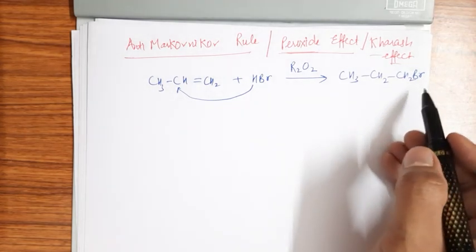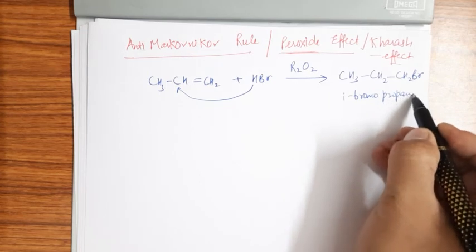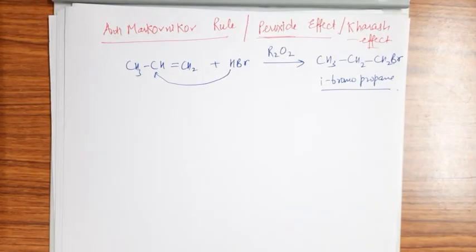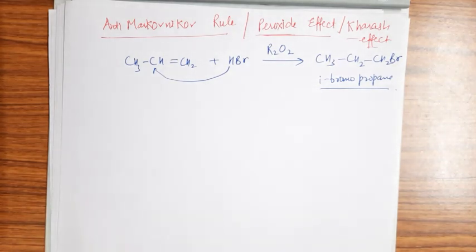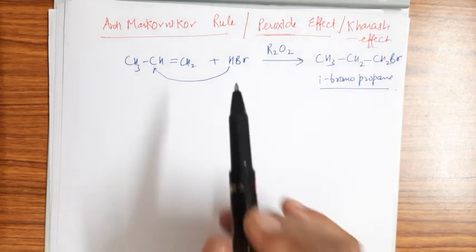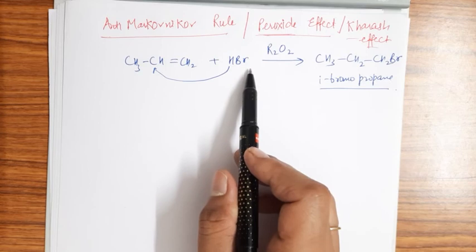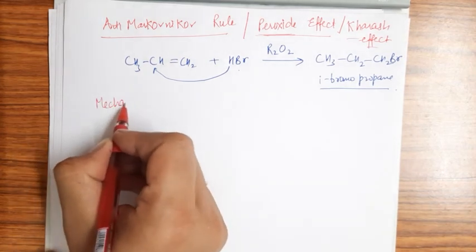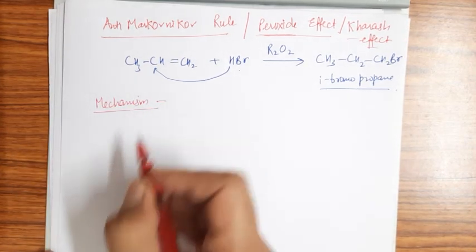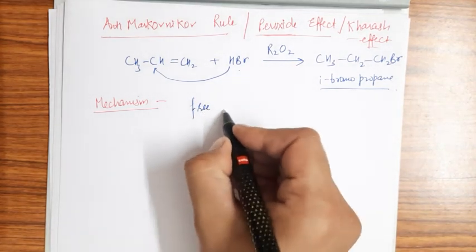So if I am taking CH3CH=CH2 and I do the reaction with HBr in presence of peroxide R2O2, then H goes to the carbon having less number of hydrogens, that means the opposite of the Markovnikov rule takes place. CH3CH2CH2Br, that is 1-bromopropane, will be the product. So this is the major product when we use peroxide. And again I am telling you one thing, this rule is applicable only when we add HBr, not when we add HI or HCl. So I am taking its mechanism here for more understanding of this rule. This mechanism undergoes the free radical mechanism.